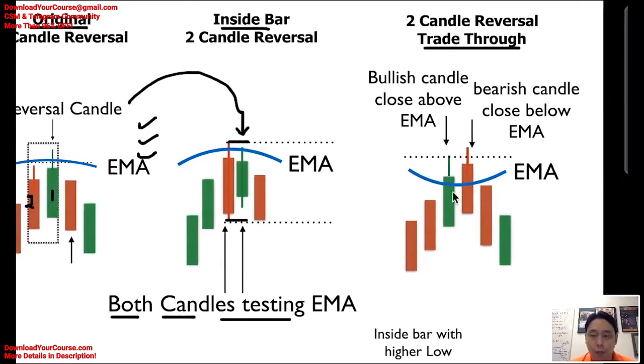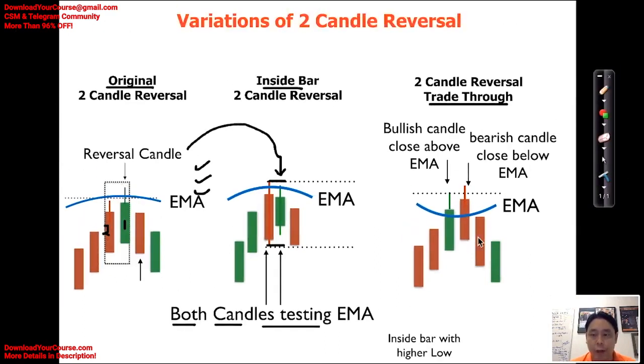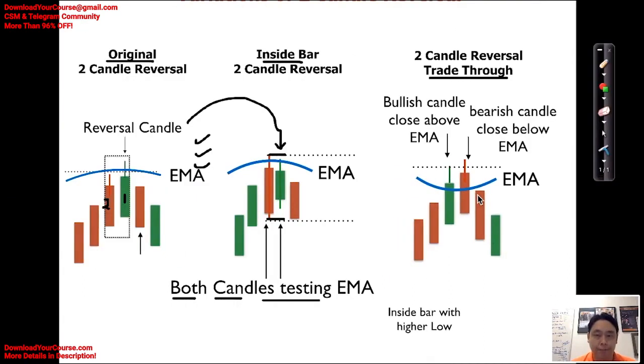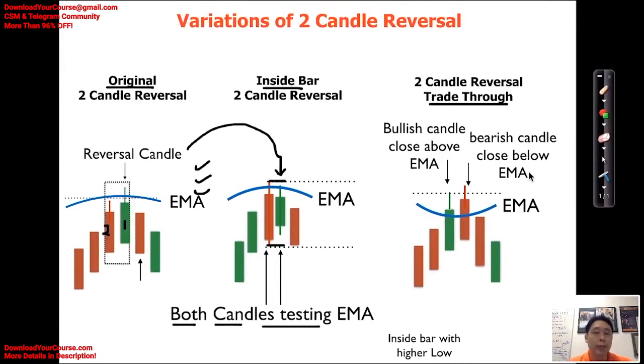So it must be a bullish candle followed by a bearish candle. This is for the trade through. And again, it must be followed by a confirmation that must be a bearish candle. All right? So these are the variations of the short candle reversal pattern.